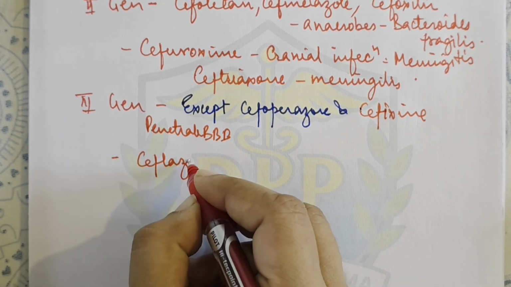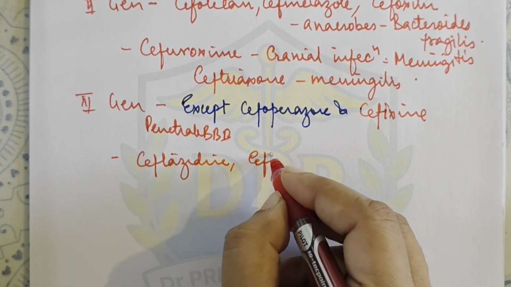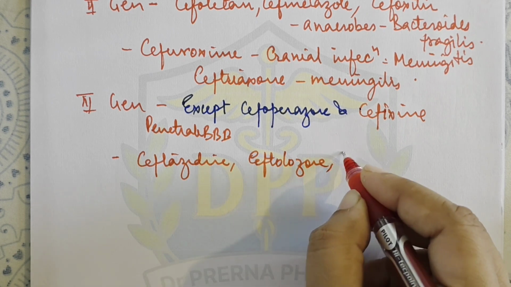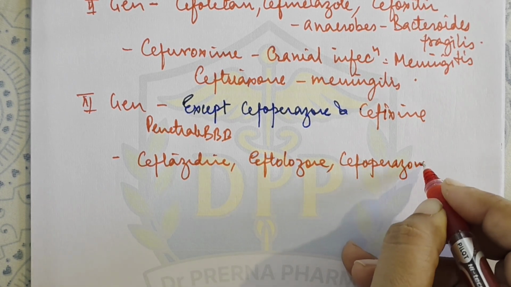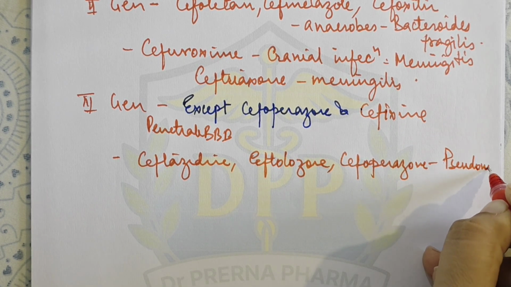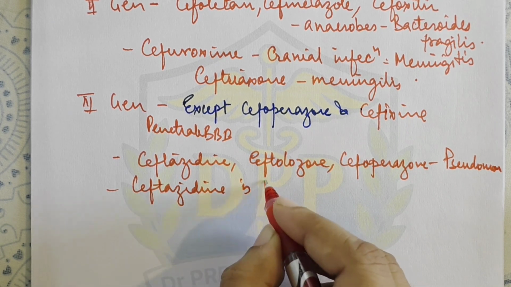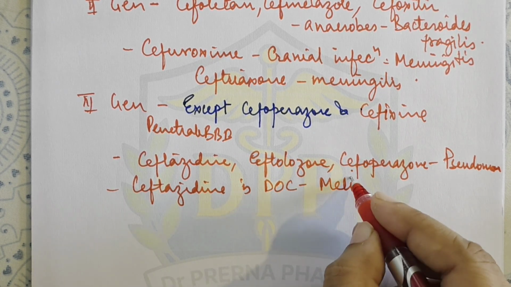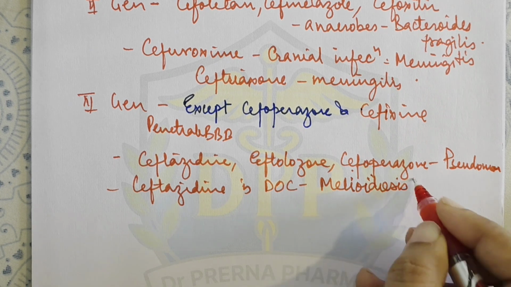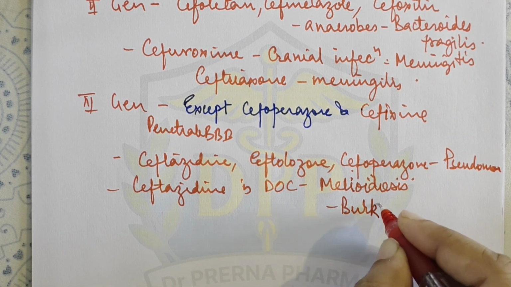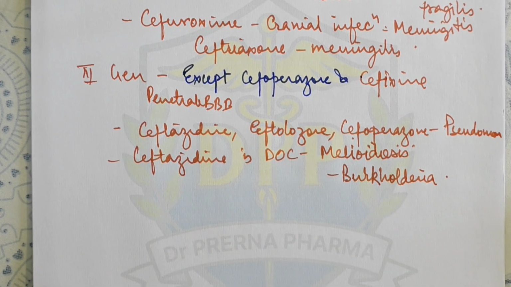Then ceftazidime, ceftolozane, and cefoperazone are active against Pseudomonas. Ceftazidime is the drug of choice for melioidosis, which is caused by Burkholderia. Okay?